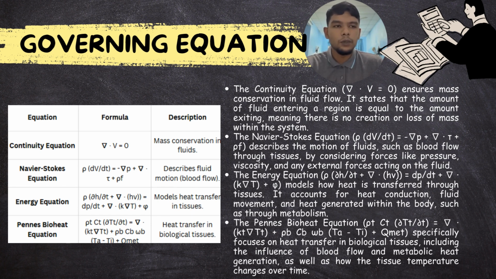The energy equation is used to model how heat is transferred through the tissue. It accounts for heat conduction, fluid movement, and heat generated within the body, such as through metabolism. The Pennes bioheat equation is used specifically for heat transfer in biological tissue, including the influence of blood flow and metabolic heat generation, as well as how the tissue temperature changes over time.